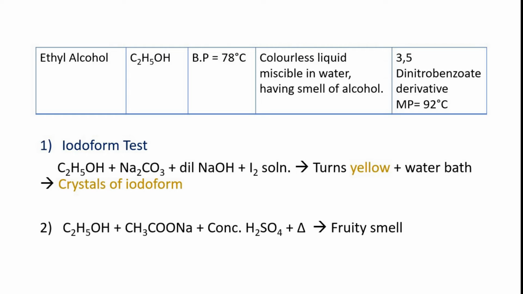Another test is by taking the ethyl alcohol with sodium acetate in a boiling tube and adding concentrated sulfuric acid to it. Heat the mixture gently. A fruity smell is observed.